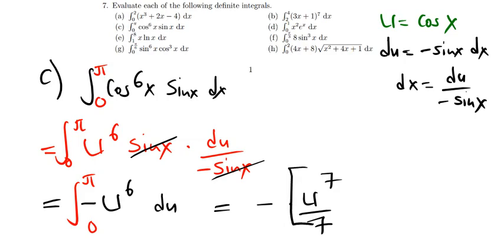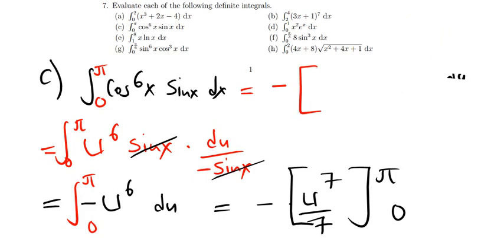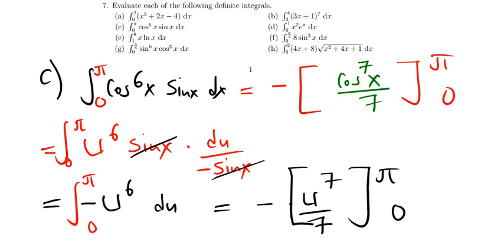Then of course we should maintain pi and 0 there. Then you know what is next again. We need to put back our u. So negative, our u was cosine of x, so our u is cosine of x over 7. So this is the power 7, and then pi and 0, and then we can just substitute now.